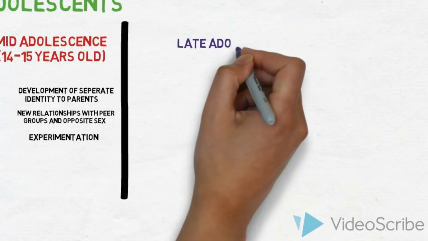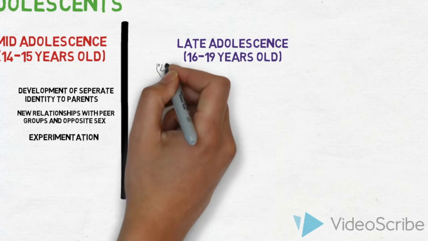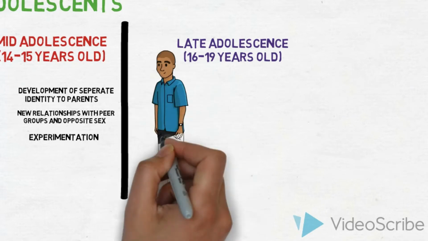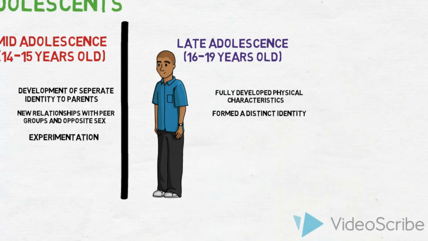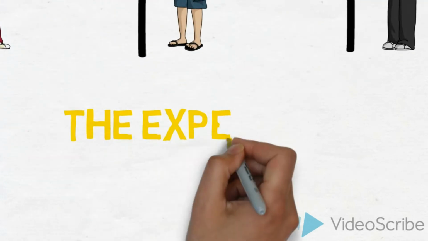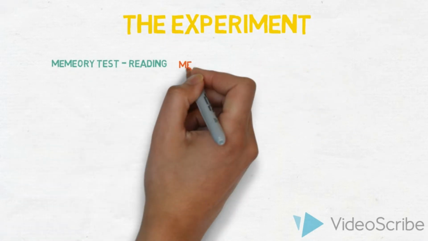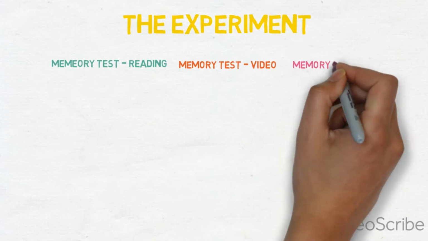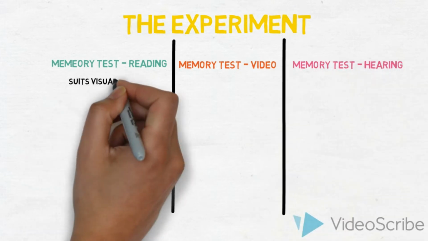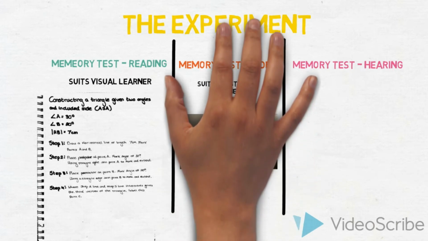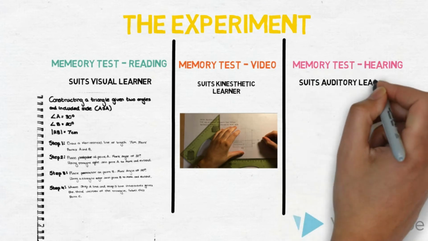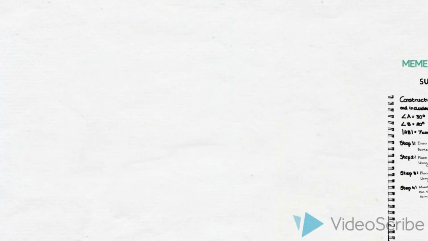The third and final stage occurs between the ages of 16 to 19 years. By now, adolescents have fully developed physical features and characteristics. They have formed a distinct sense of self along with their own well-formed opinions. The experiment. To show the link between memory and adolescence, we held 3 experiments. We tested a mid-adolescent and late-adolescent subject in 3 sections. This aimed to combat the 3 styles of learners: visual, auditory and kinesthetic.